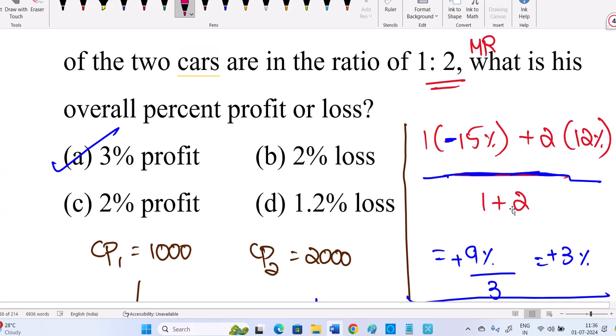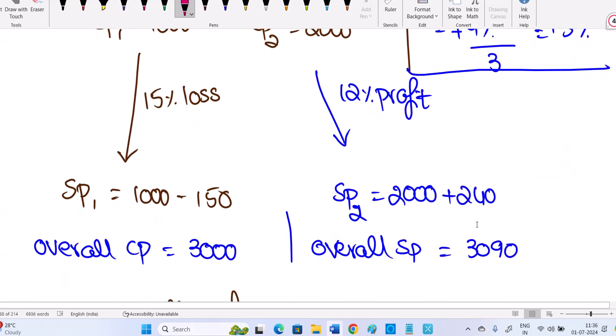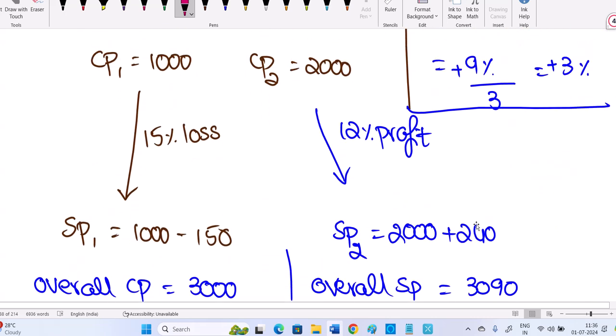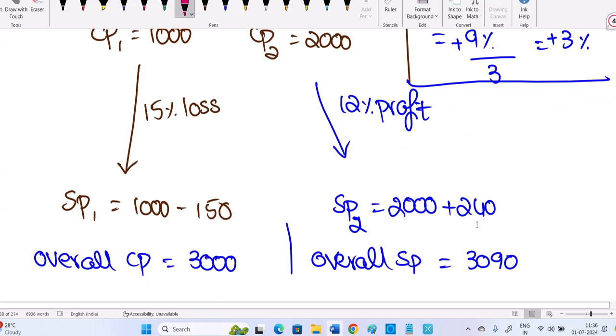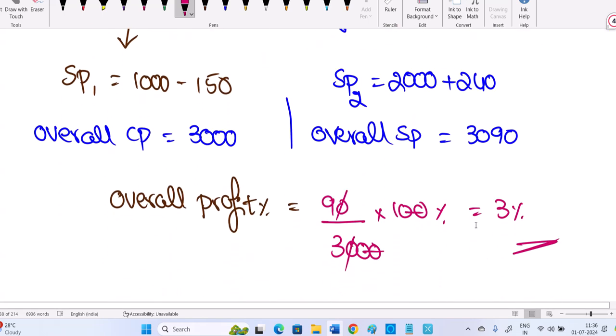Ax plus by divided by x plus y. Or this is the model using profit and loss that we should handle. What's the overall CP? Overall SP. SP is more than CP, so we can say it's a profit. So 90 rupees is the profit. With respect to cost price, always profit or loss, we should calculate with respect to cost price. So divide by CP into 100 we have to do. That's what, 3% is your answer.